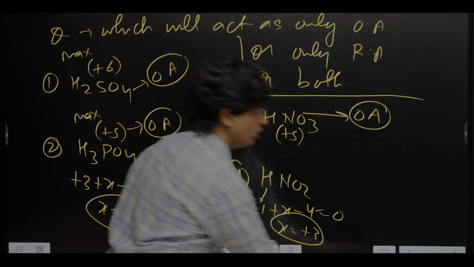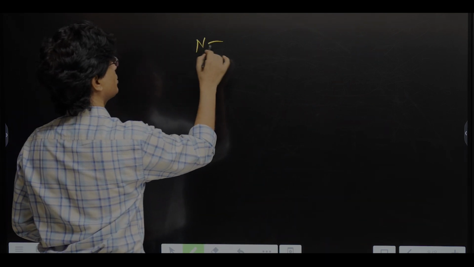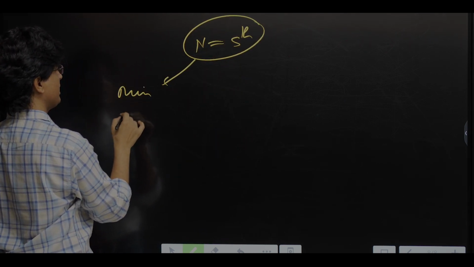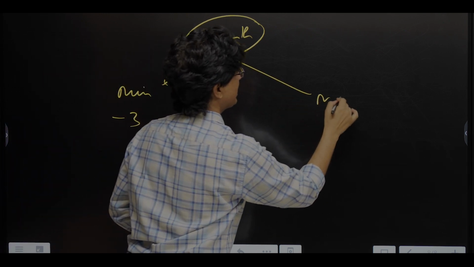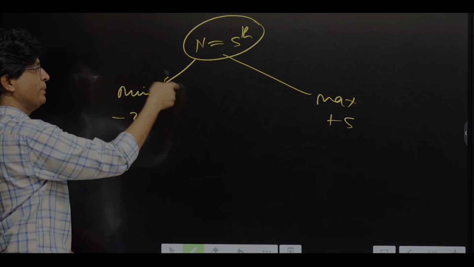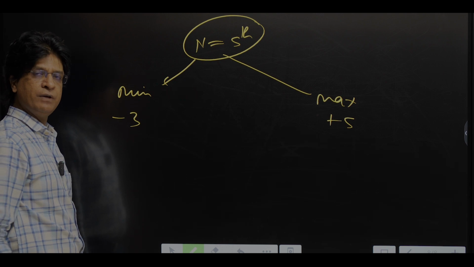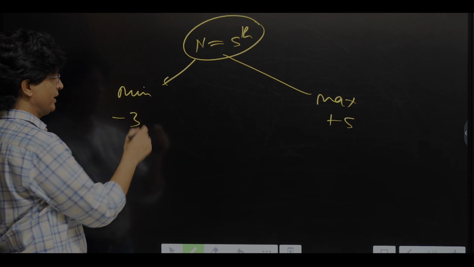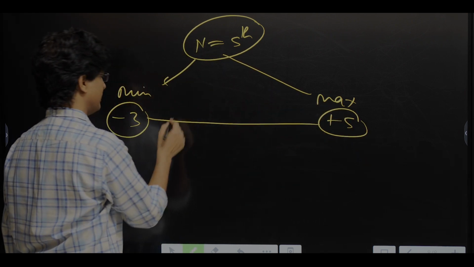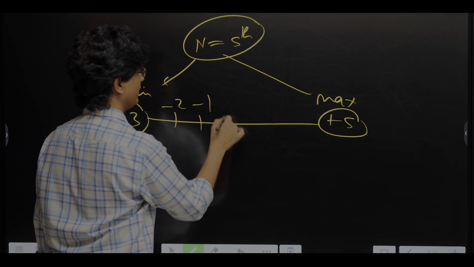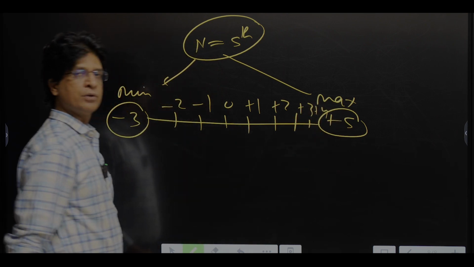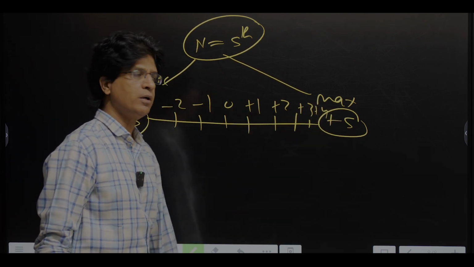Now we all know that nitrogen belongs to the fifth group. That means the minimum oxidation state will be -3 and the maximum will be +5. Maximum is the group number, minimum is group number -8. So 5 - 8 will be -3. So it can exist between -3 and +5, like -2, -1, 0, +1, +2, +3, +4 as well. These are the oxidation states allowed for nitrogen.